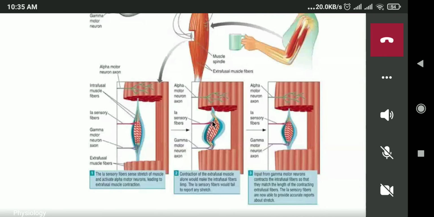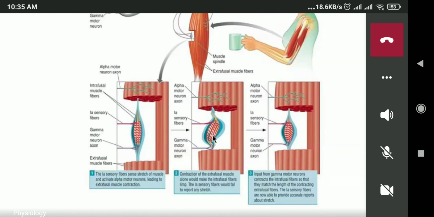When gamma discharge is there, then there is contraction at this side and this side. Because there is no contractile fiber here in the middle. So this portion is contracted, this portion is contracted. Naturally, the middle portion is not taut. So when the ends contract, the middle becomes thin. So this nuclear portion is laxed.